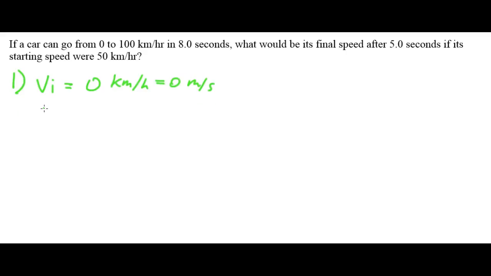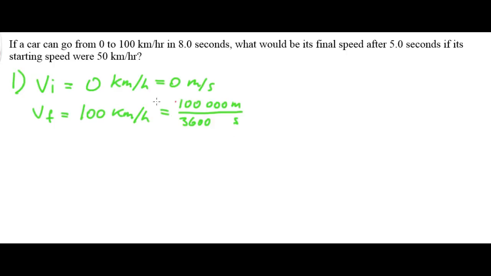Now, our final velocity, however, is 100 kilometers per hour. So we can convert that to meters per second very easily. There are 1,000 meters for every kilometer, so 100 kilometers is 100,000 meters. And there are 60 times 60 seconds in every hour, so that's 3,600 seconds.